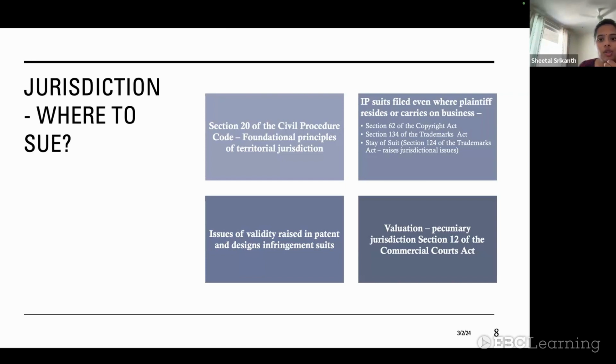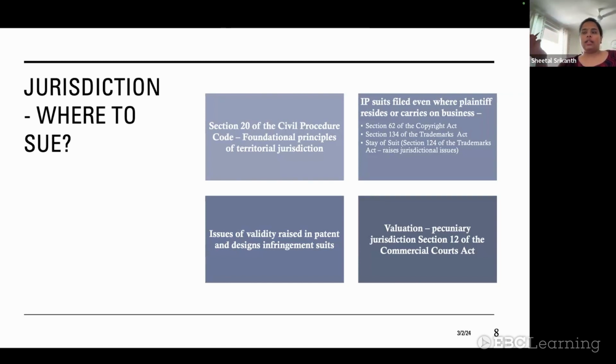So if there is a suit of value above this 3 lakhs or 1 crore, depending on which state you are in, and it is an intellectual property dispute, such a suit would have to go to the commercial court for resolution, right? So basically, if the suit pertains to intellectual property, and over and above that, it meets the criteria of specified value, you can only go to the commercial court of that relevant district to file this particular suit. In each state, typically there is only one district where there is a commercial court.